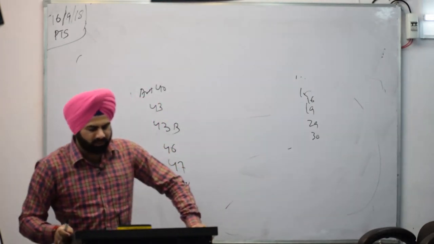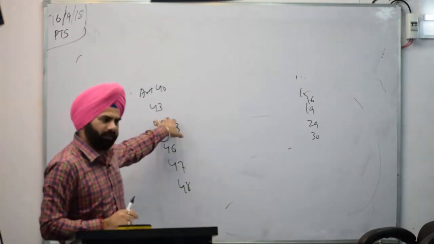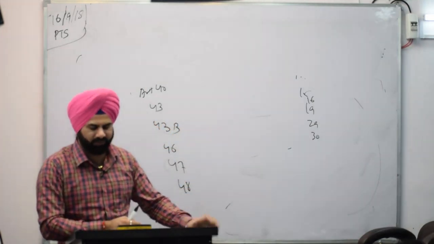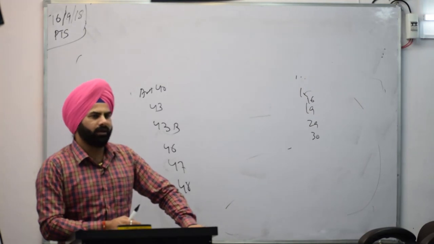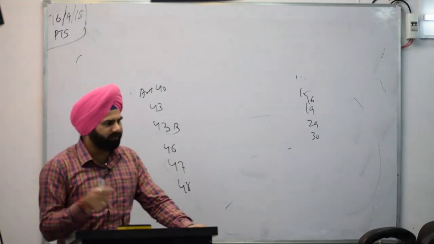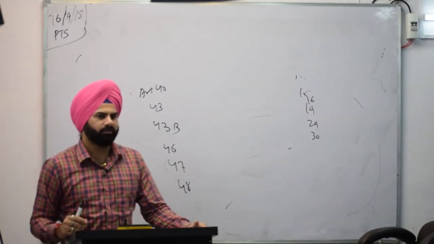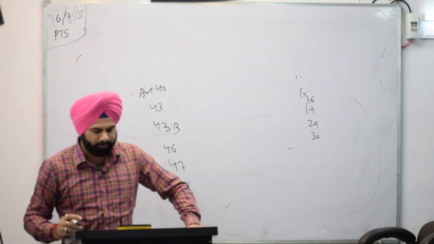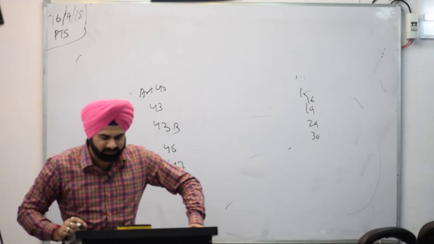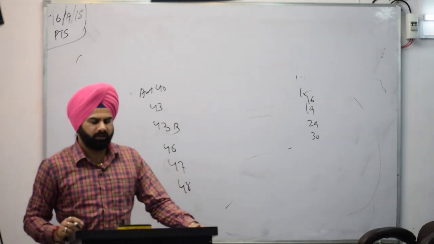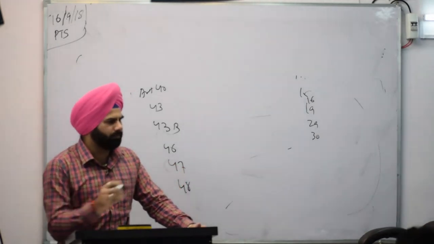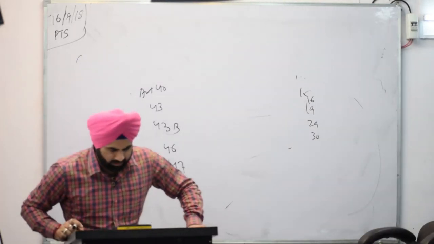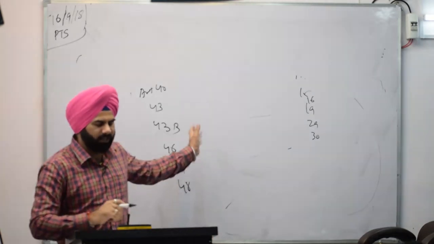To promote the cottage industry, first is Article 43, correct? To promote equal justice and to provide free legal aid. It is a socialist principle. Under which article? Article 39A. Second is wrong. To separate the judiciary from the executive in public services? It is Article 50. It is a liberal and intellectual principle. Yes. To prohibit slaughter is fine, for village panchayat is fine.